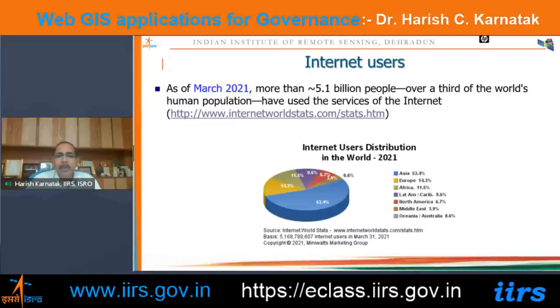And when we see the distribution of the users, the majority of these users are coming from Asia, and then Europe, and then Africa, Latin America, North America, Middle East. You can see the distribution of the users across the world. And of course, the majority of users are coming from Asia because a large number of people are living in this region. That's why we are seeing the larger share in this chart.